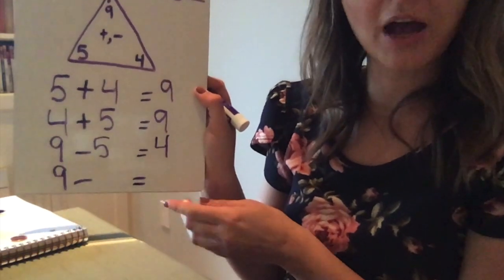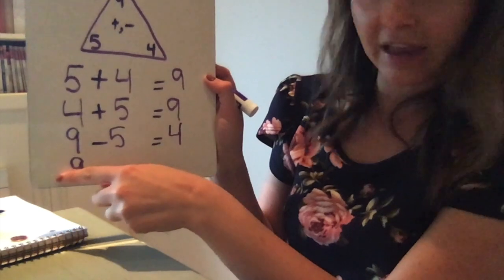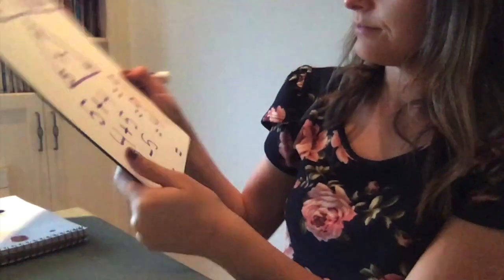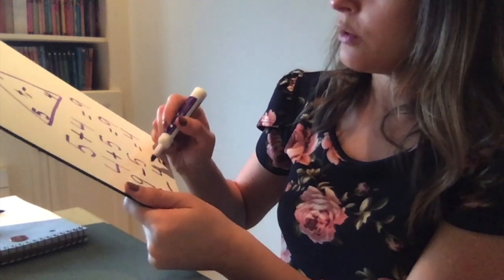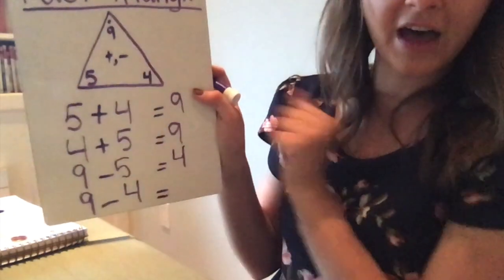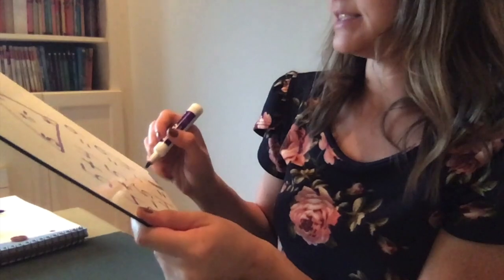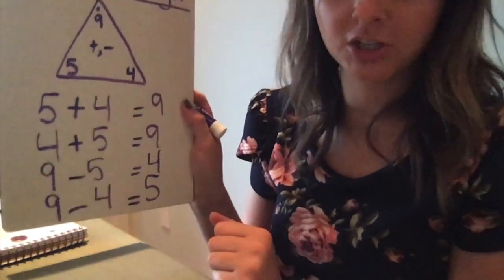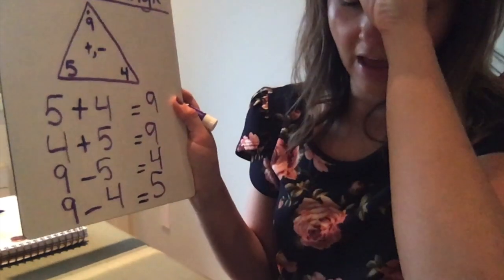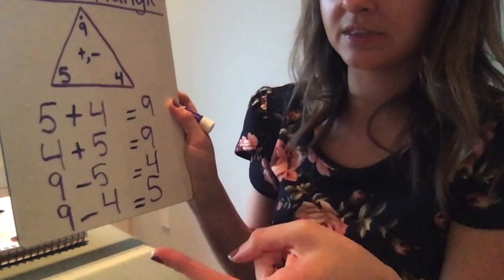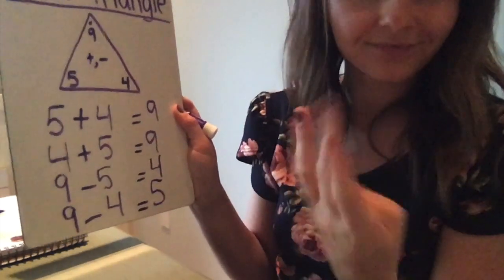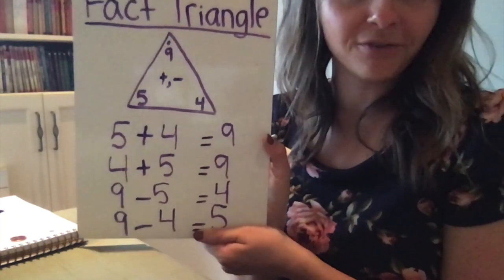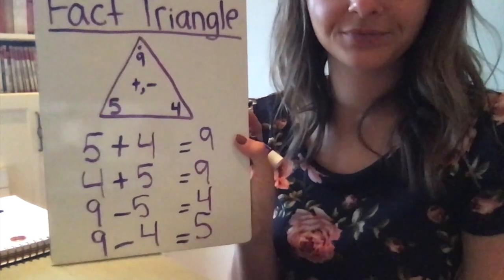So then my last problem, I'm going to do 9, and I'm going to take away 4. Now I know the answer should be 5 because that's the last number in my fact triangle, but I'm going to check it also. 9, 8, 7, 6, 5. Yep, that works too. So here is my completed fact triangle.